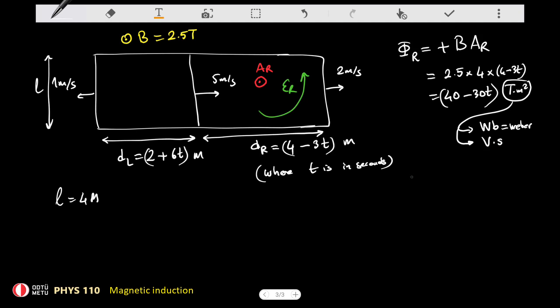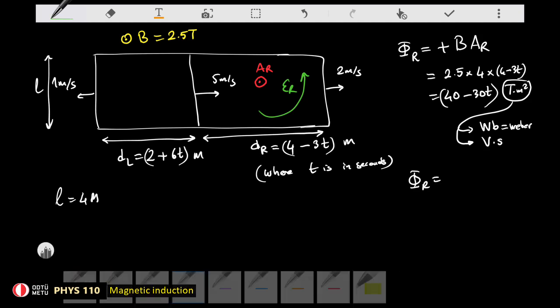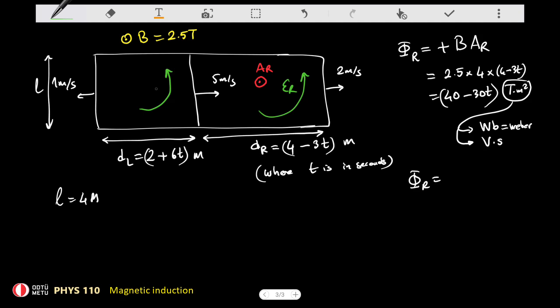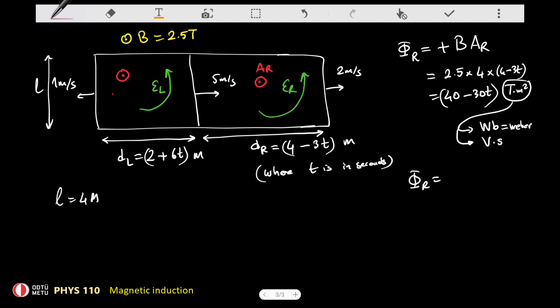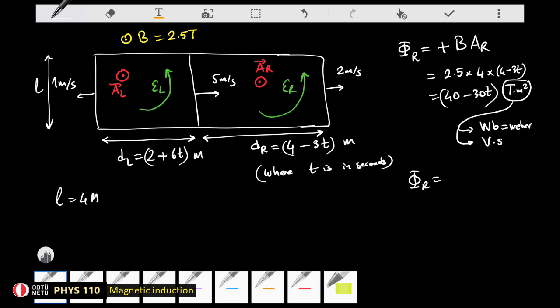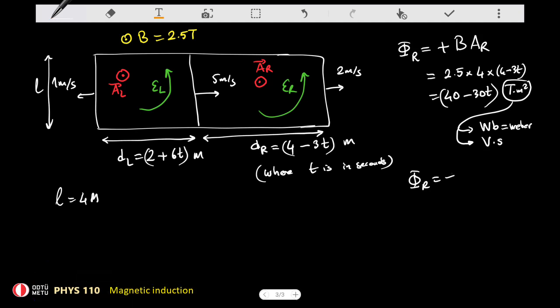All right, so let's then go to the flux on the left side. So in that case too, we have chosen the direction of the loop like that, and so therefore I'm measuring the EMF along that direction. So therefore, the area vector should be again pointing towards us. So let me put a vector on top of these. So these are the directions of the vectors. So the area is still parallel to the magnetic field, so therefore their dot product is still positive. So BAL is equal to 2.5 times 4 times 2 plus 6t. So that's going to give me 20 plus 60t.